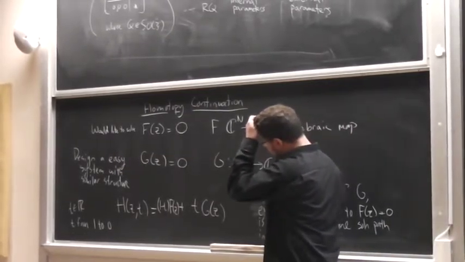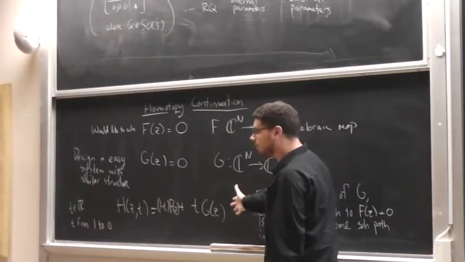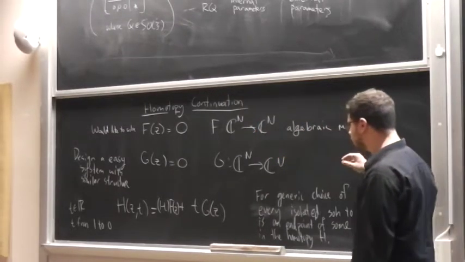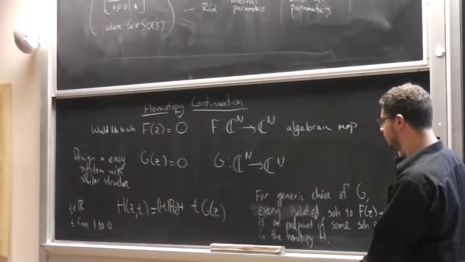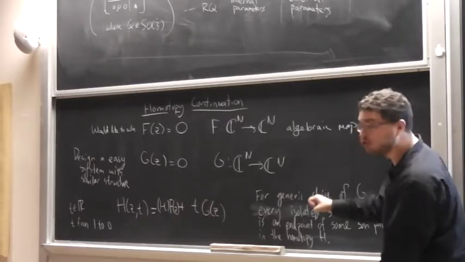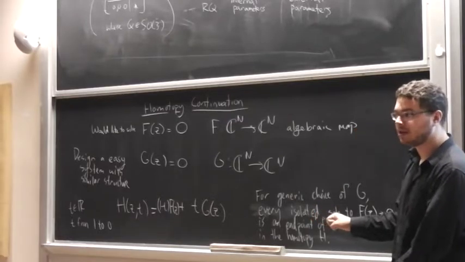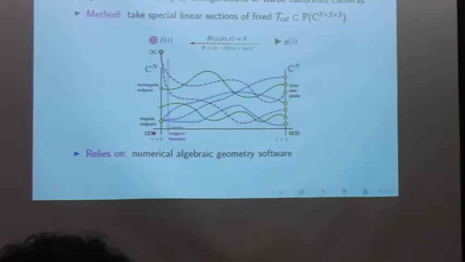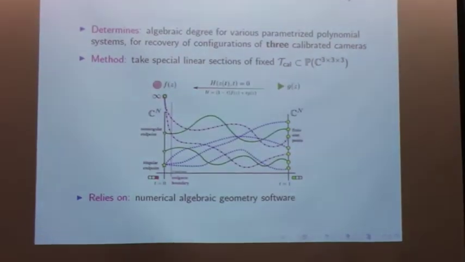So as t goes from 1 to 0, I can track solution paths, starting at all the solutions for the easy system G. And the theorem is, in fact, we get all solutions to F at the end of the track, provided that G is general. Okay, so that means random coefficients. Sufficiently random.